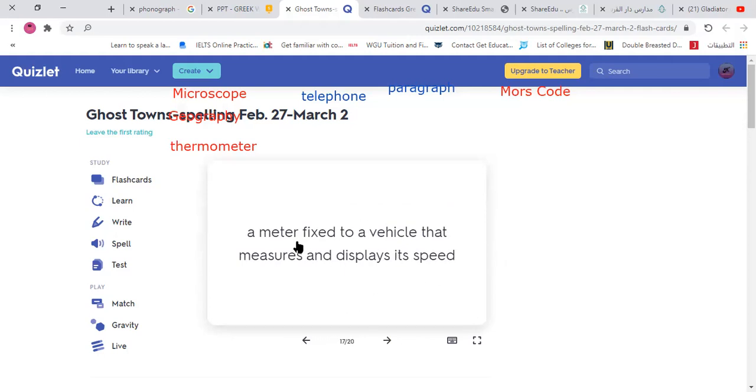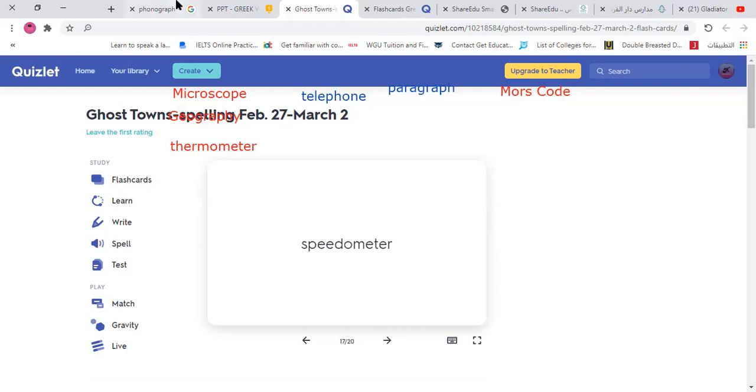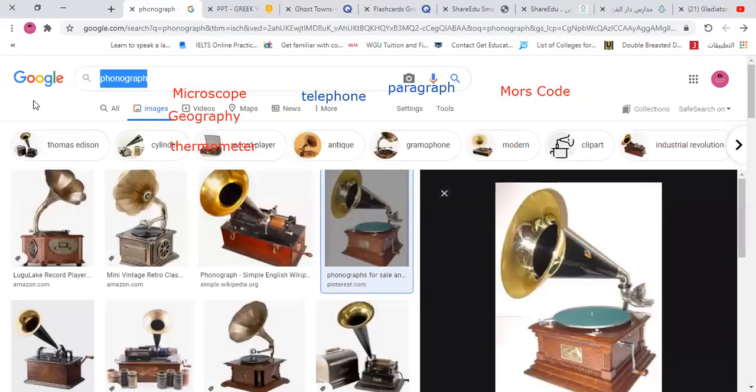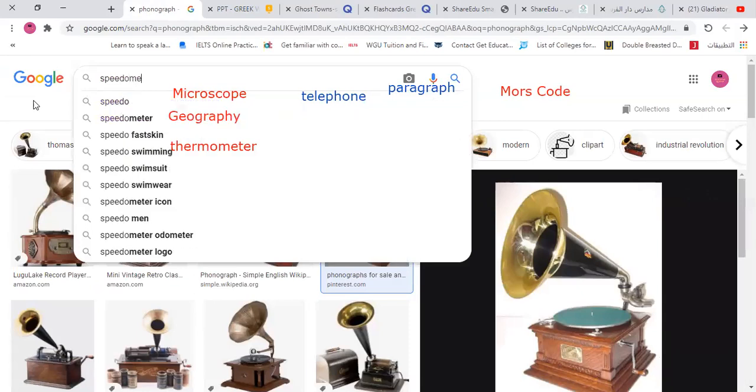This one, they use it usually in races. If you have races between cars or bicycles, you will bring a car and you will put this device on it. It's called a speedometer. It will give you the measure of your speed.